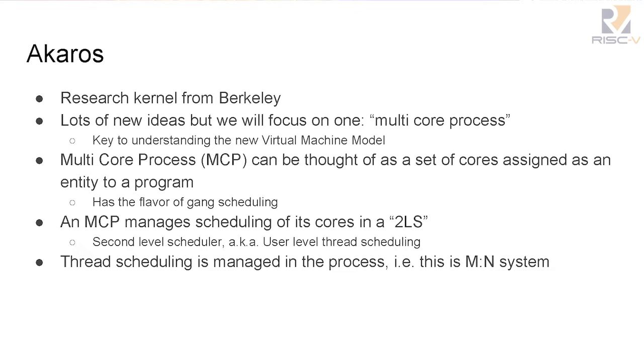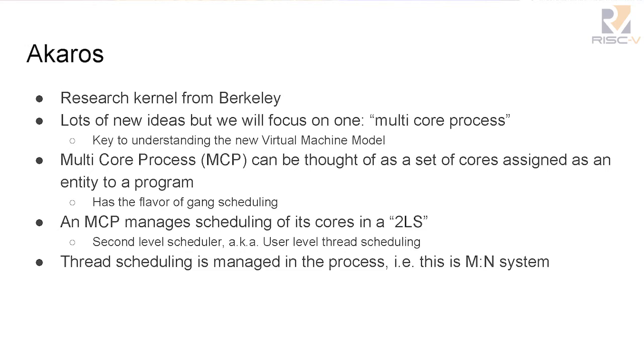One way to think of a multi-core process is, everybody's probably done gang scheduling, where you take a whole bunch of cores and a whole bunch of processes, and you say, put those cores in a corner and those processes own it and don't bother it again, right? Just let it run. ACROS takes that a little further.